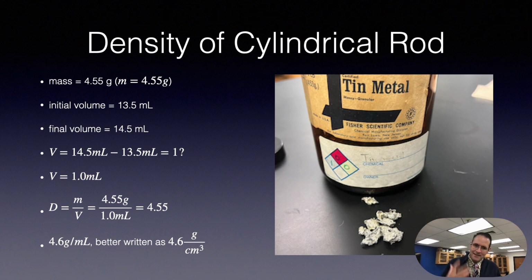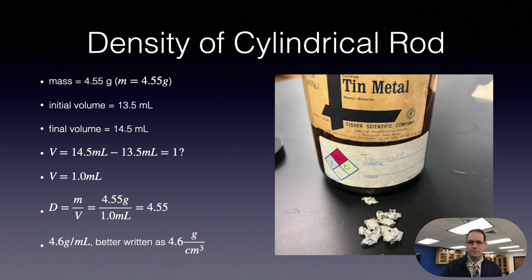Now remember, tin is a metal. It's a solid object at room temperature. So normally for metals and solids, we write the densities in grams per cubic centimeter. So we want to write 4.6 grams per cubic centimeter. Yes, we could write 4.6 grams per milliliter, but just the idea of milliliter implies liquid. So normally for solids, we write grams per cubic centimeter.